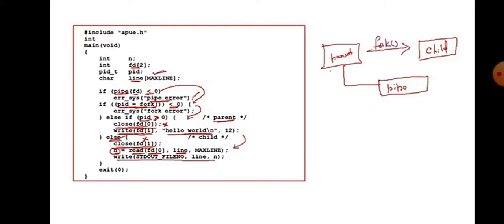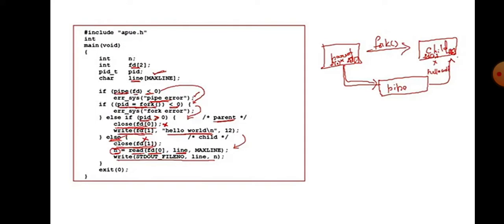And what do we do with the parent? FD of 0 is closed for the parent, and using FD of 1, we write something onto the pipe. With respect to the child, FD of 1 is closed, and FD of 0 is enabled. So we write this hello world message, and it is passed to the child by the parent. Hello world.